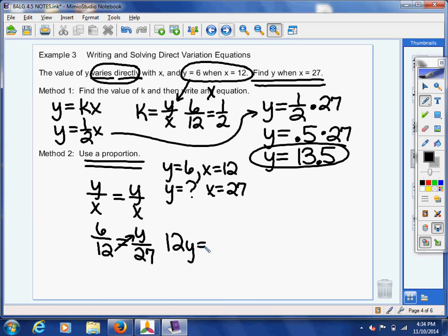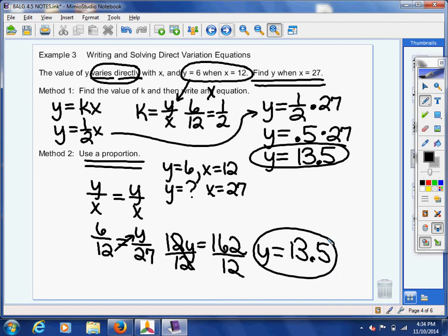Take a second and calculate that and see what you get. Did you get 162? Good. That is great. You should have gotten 162. And then solve for y. Just divide each side by 12. And did you get y equaling 13.5? That's great. That's what we're after.